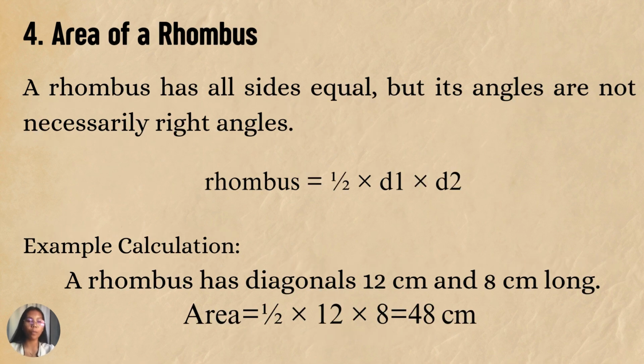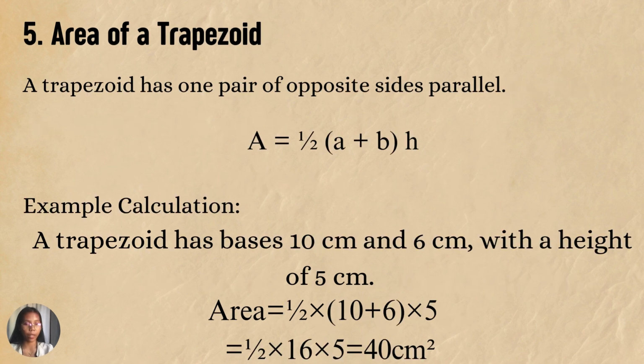Now, a rhombus. A rhombus has all sides equal, but its angles are not necessarily right angles. The area is equal to one half times diagonal 1 times diagonal 2. For example, the rhombus has diagonals 12 cm and 8 cm long. One half times 12 is equal to 6. 6 times 8 is equal to 48 square centimeters. So the answer is 48.